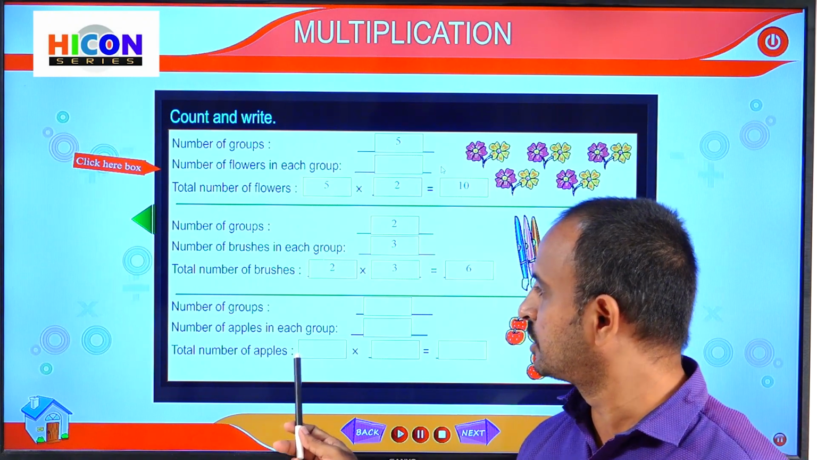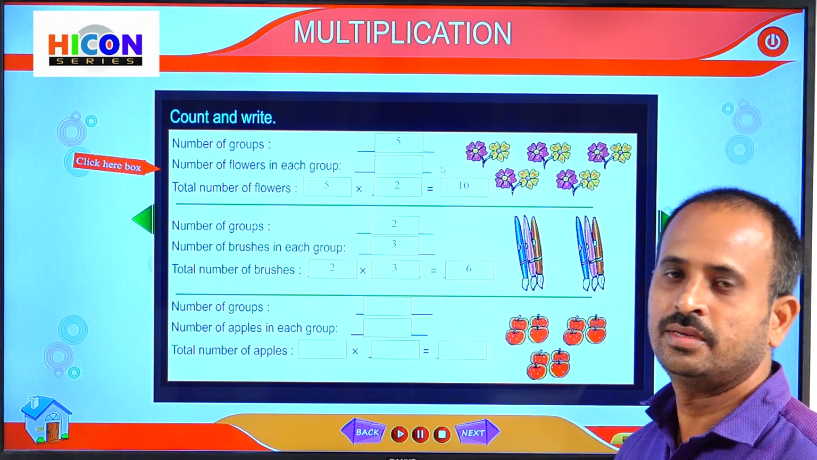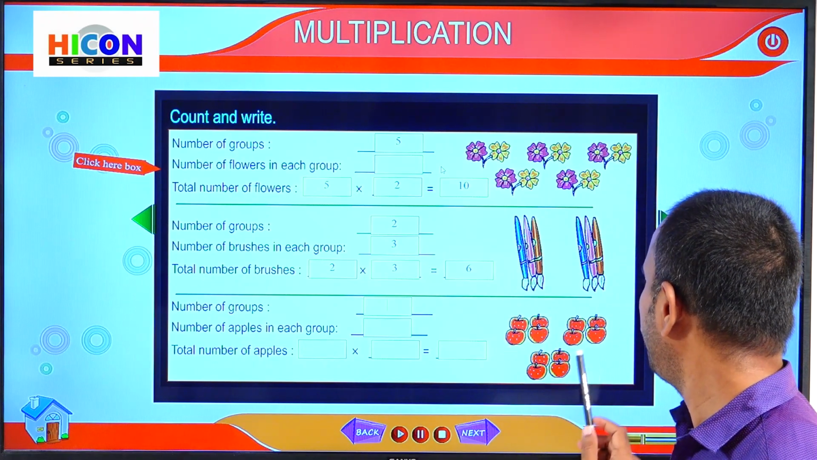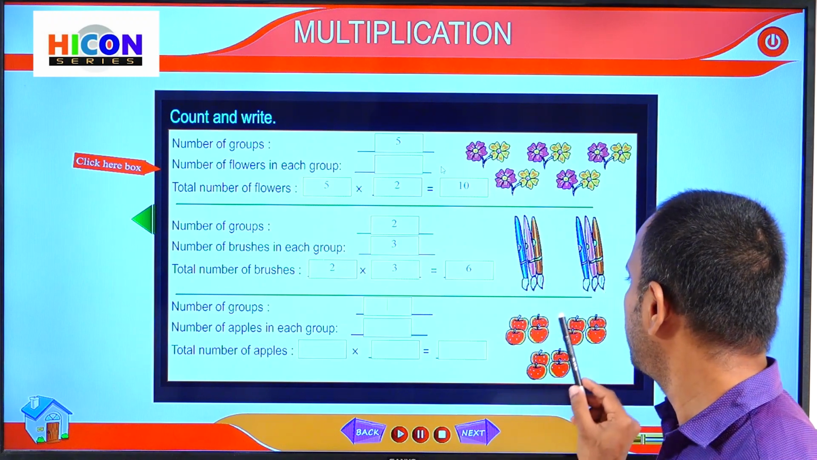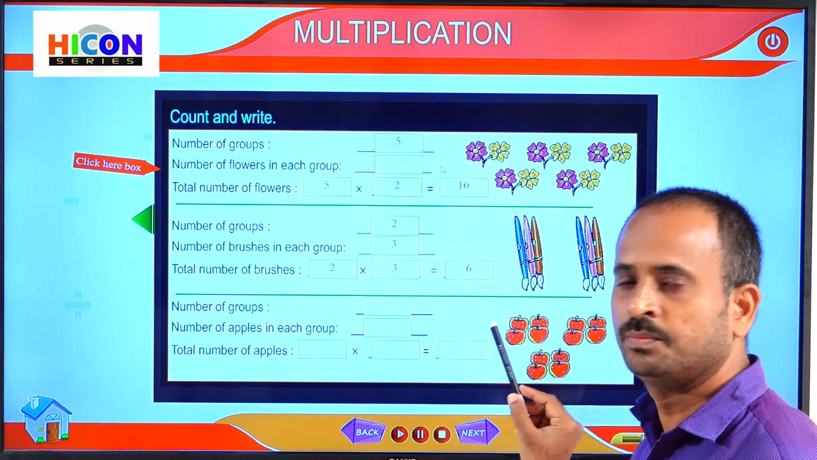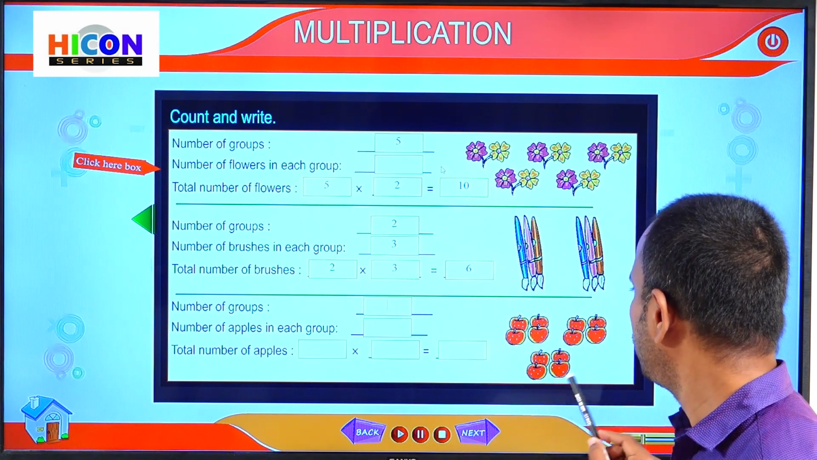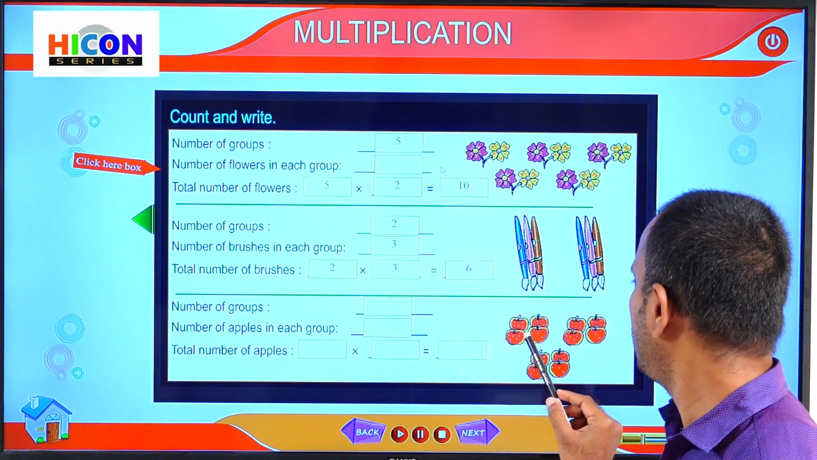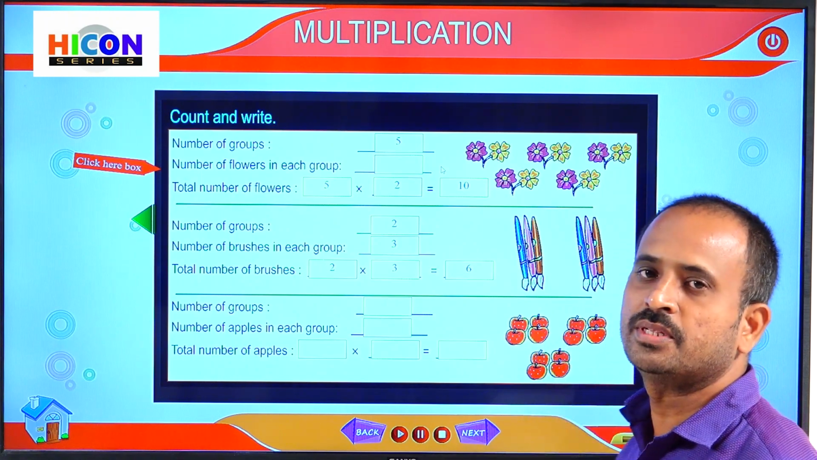So children, see the next, third problem. Here you are observing apples. There are some groups of apples in this picture. How many groups of apples are there? This is the first group, this is the second group, and this is the third group. So total there are how many groups of apples? 3 groups of apples are there.